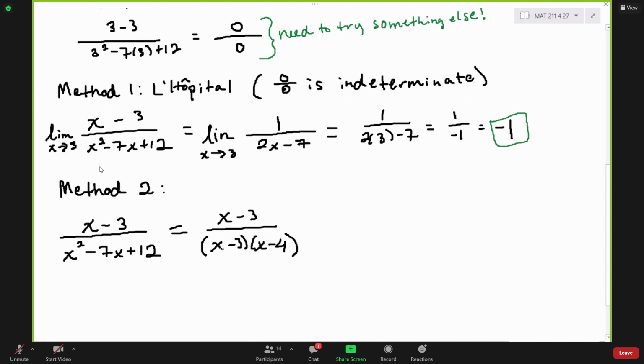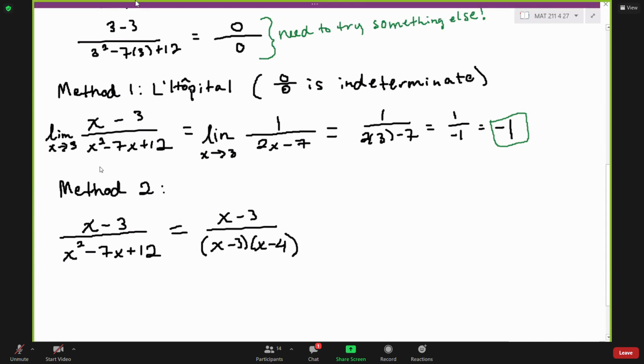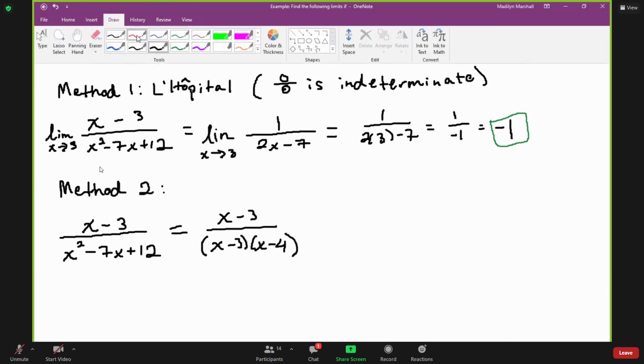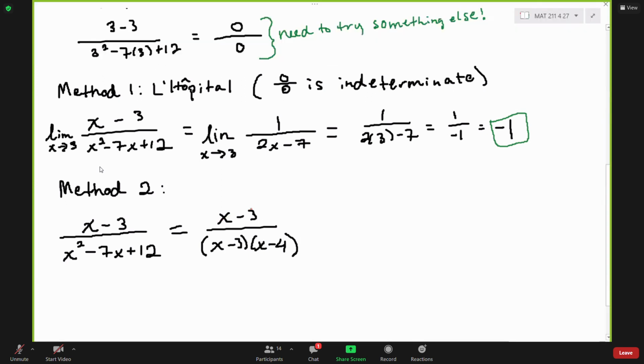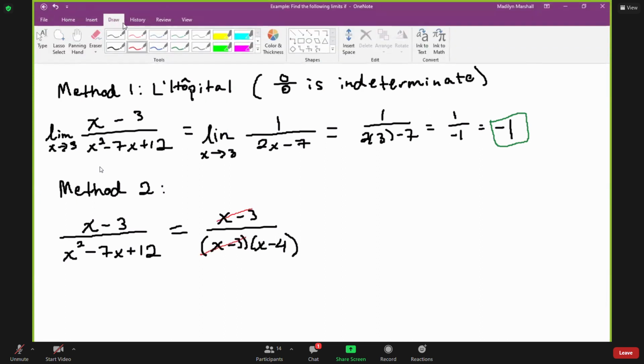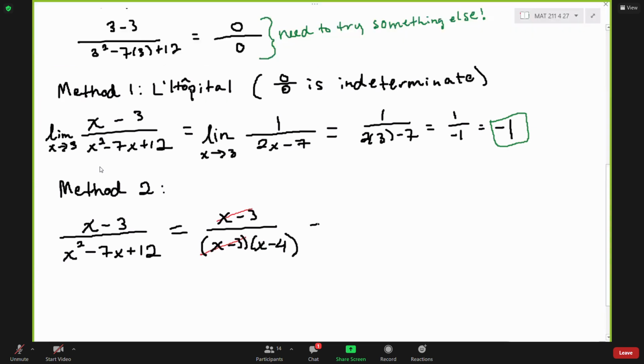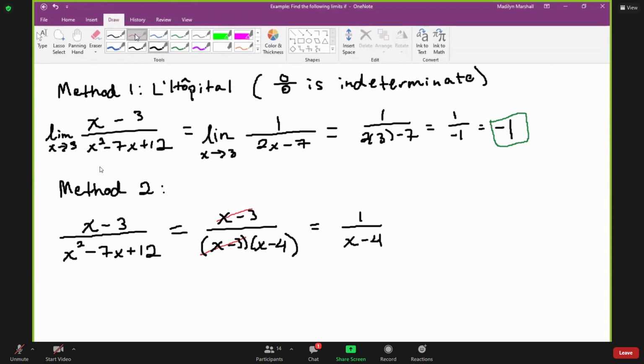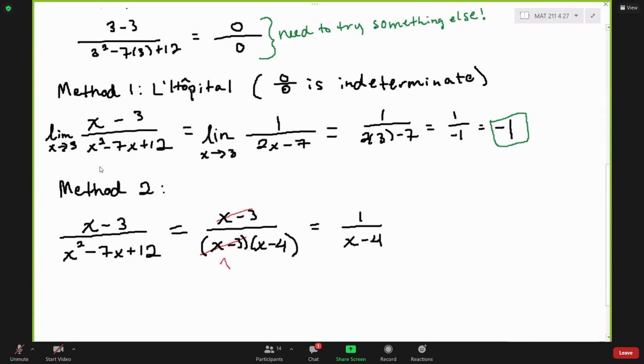So by factoring the denominator, we see that we have a common factor on the top and bottom, that x minus 3. So is that a hole? Yes, exactly. Since x minus 3 canceled from the top and bottom, that does mean that there's a hole at 3.